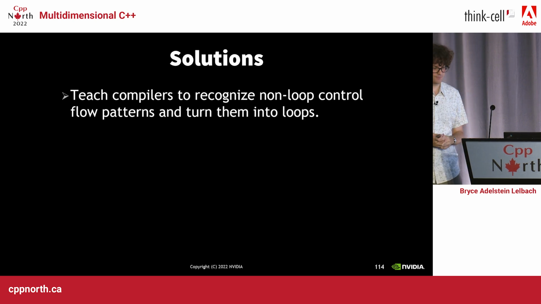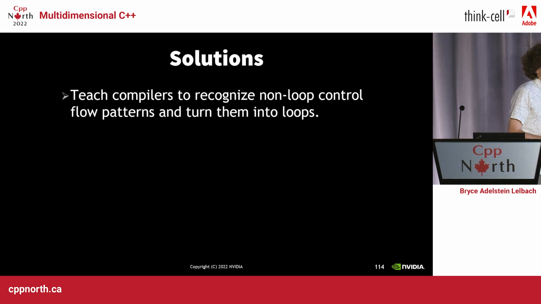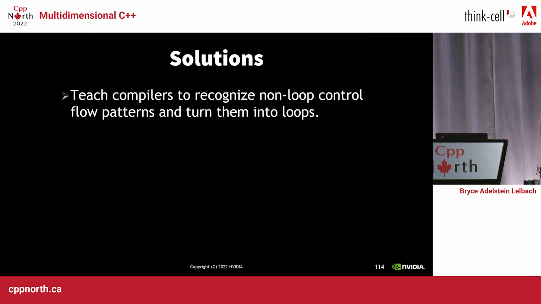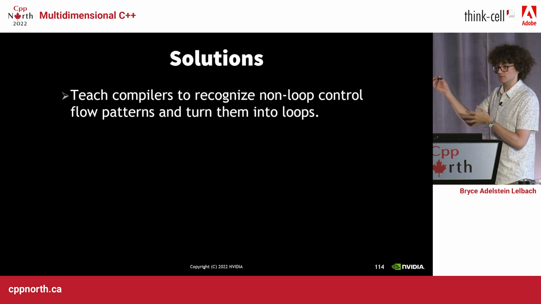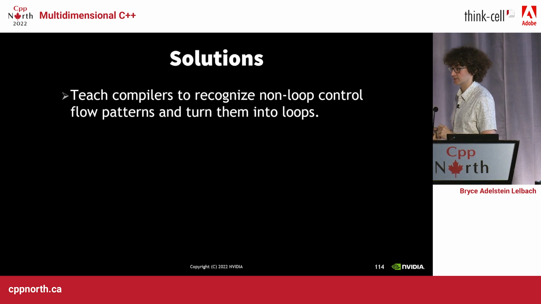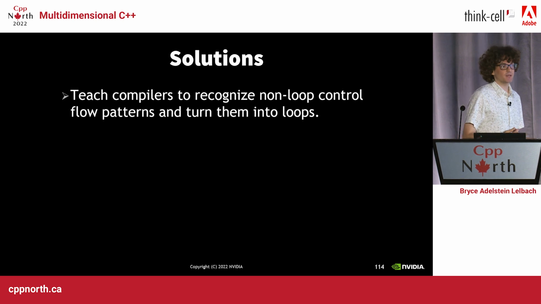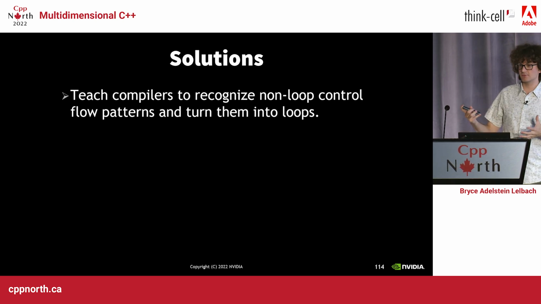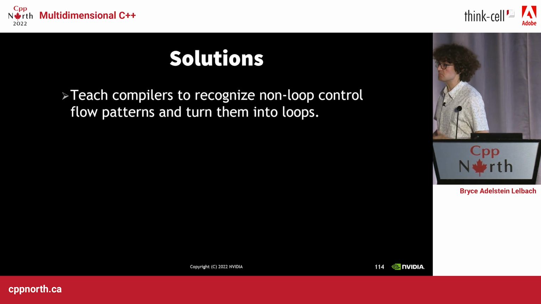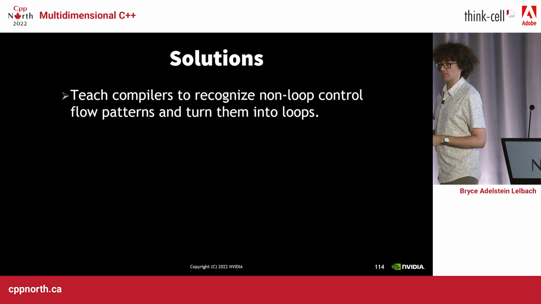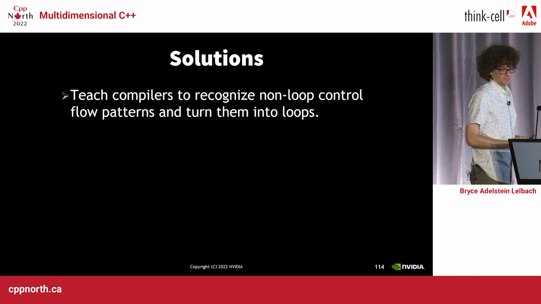Okay, so how can we solve this problem? There are a few different things that we could do. First of all, we could try to teach compilers to recognize the non-loop control flow patterns that we would use inside of these multidimensional iterator approaches, and turn them into loops. So basically, we could try to teach compilers that this multidimensional iterator actually has a for loop embedded inside of it. Now that is not an easy task. It's probably a few PhD theses' worth of compiler research.